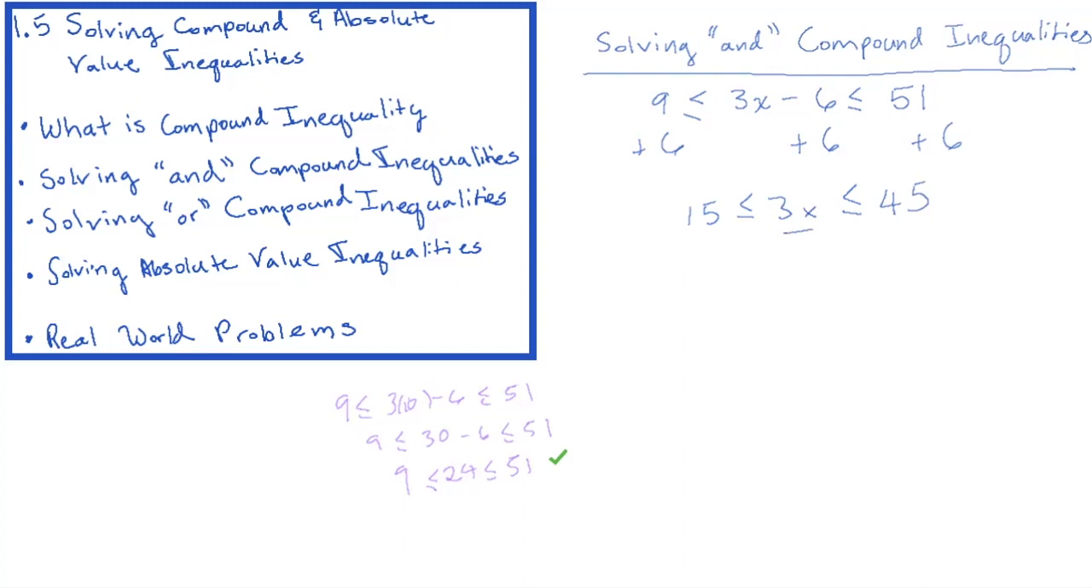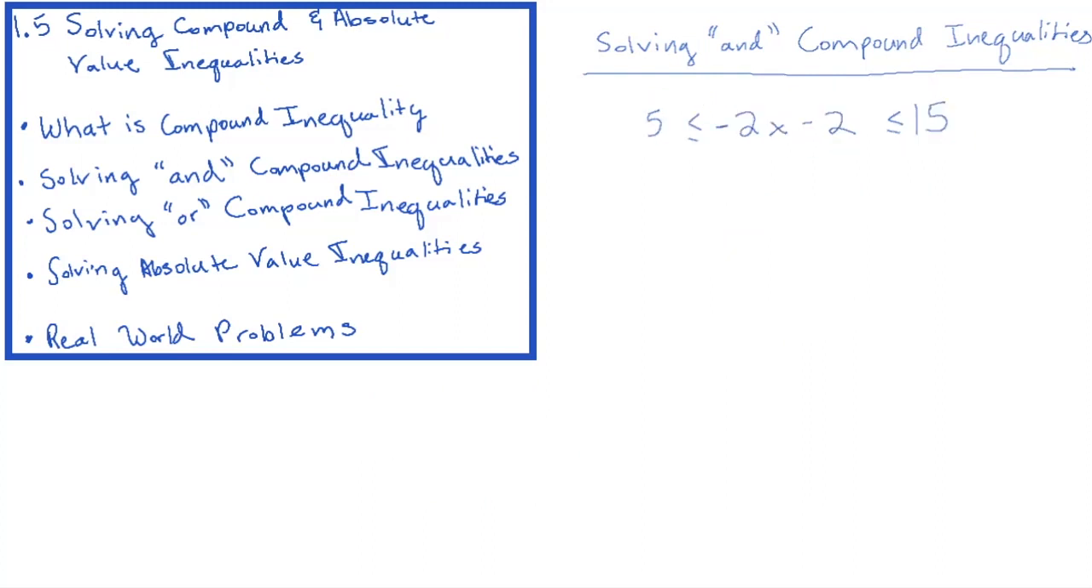Then I would divide everything by 3. So I'm going to divide by 3, divide by 3, divide by 3. So you end up with 5 less than or equal to x less than or equal to 15. So that's another way to do it. Just be careful when you do something like that, particularly if you end up having to divide by a negative, because if you have to divide by a negative, then all the signs flip. It's doable, but just be careful.